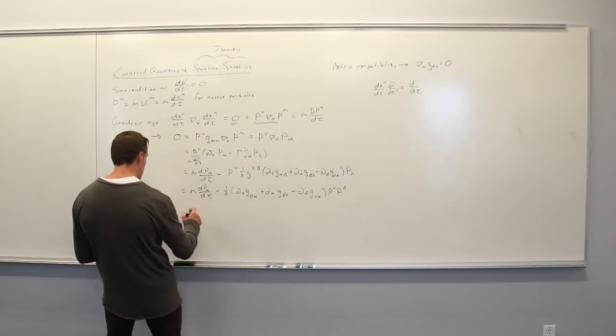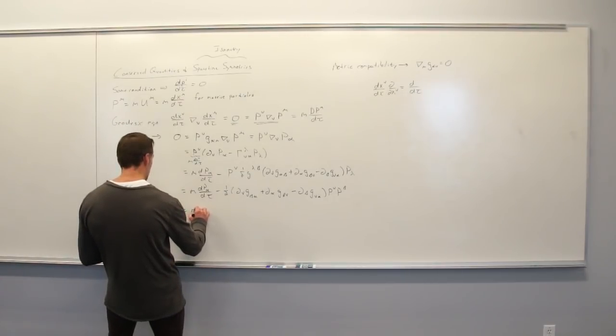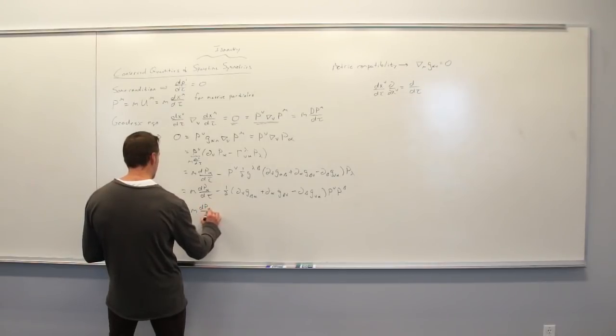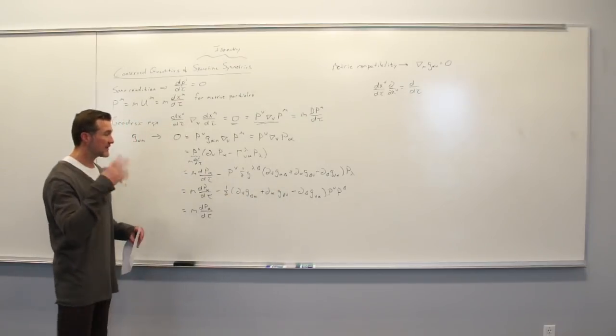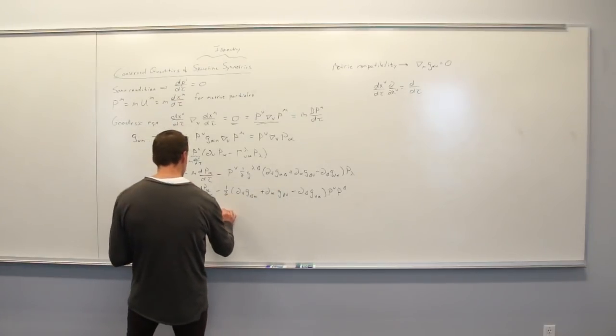Okay, so then we've got m dp alpha d tau. And then all I'm going to do is peel off two of these terms and leave the third one as the redheaded stepchild.